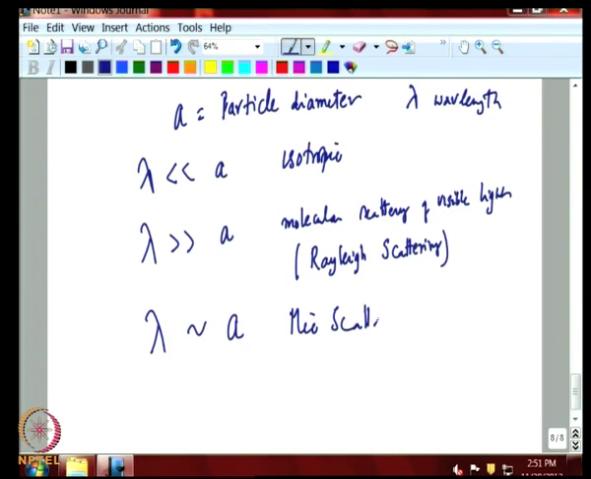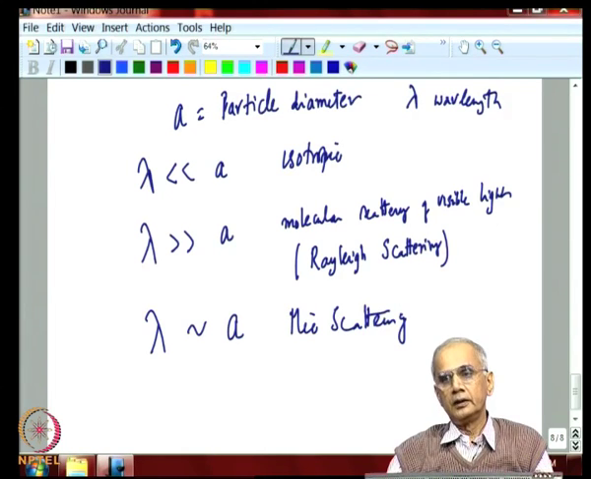So, what I want you to appreciate is the fact that if the wavelength of light is very small compared to the dimension of the object, then life is very easy. Scattering is pretty much isotropic. So, we will show that the treatment of isotropic scattering makes the problem very, very simple.